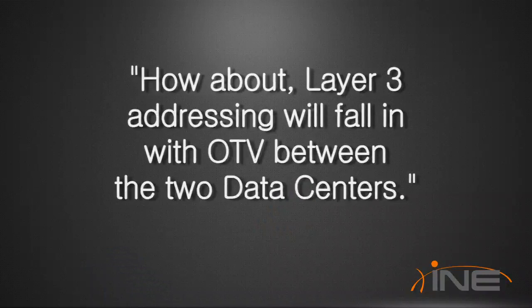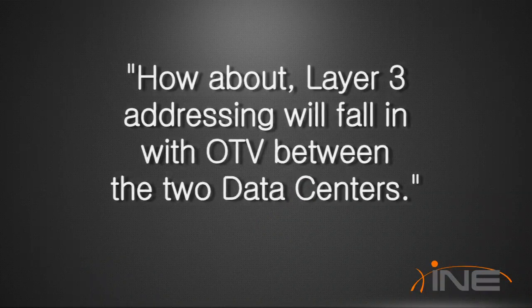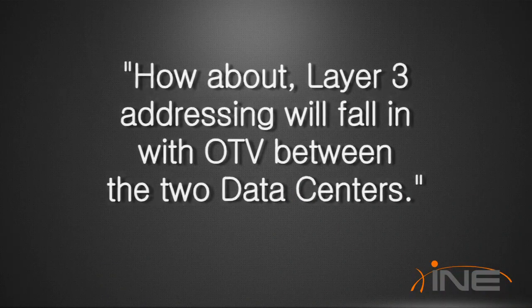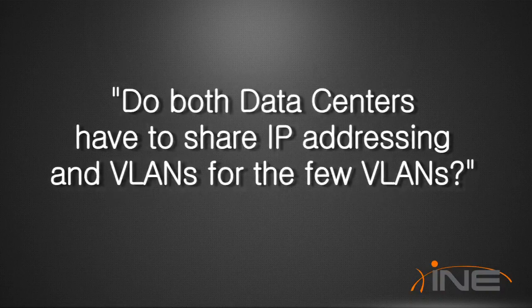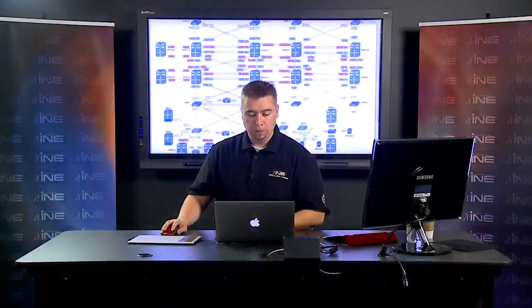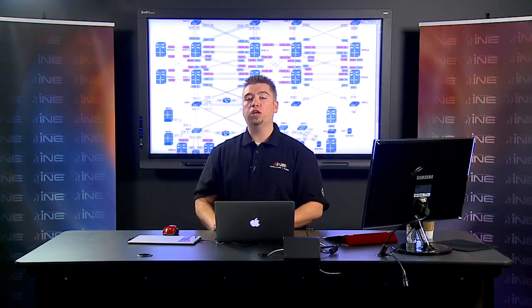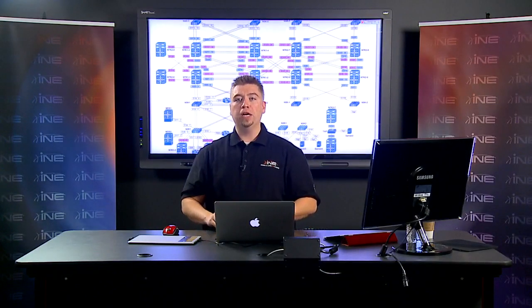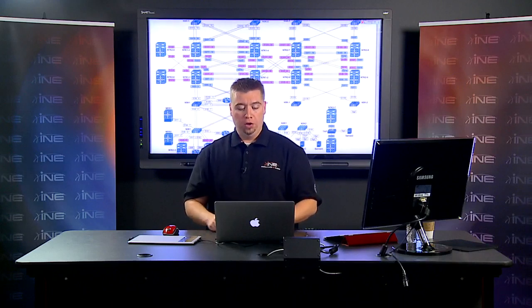There's a question, how will layer 3 addressing fall in with OTV between the 2 data centers? Do both data centers have to share IP addressing and VLANs for the few VLANs? They do. The goal of what we're trying to accomplish is that we're doing layer 2 tunneling. So if we look back at our diagram here, the end result is that router 3 is going to have the address 10.0.0.3, and router 2 is going to have the address 10.0.0.2.